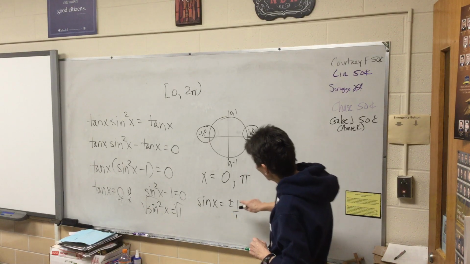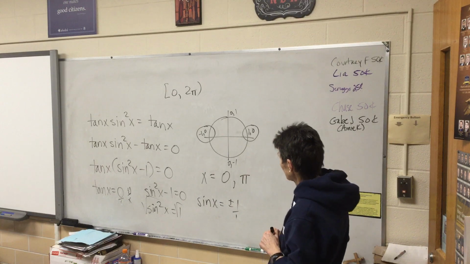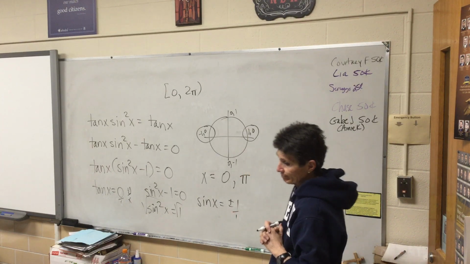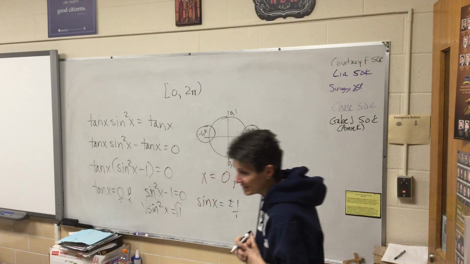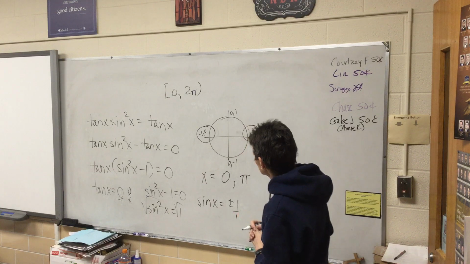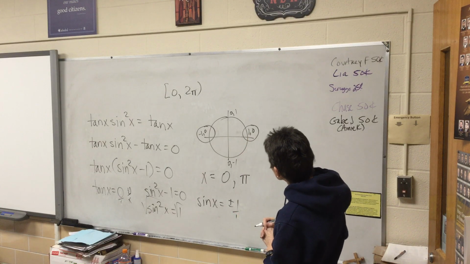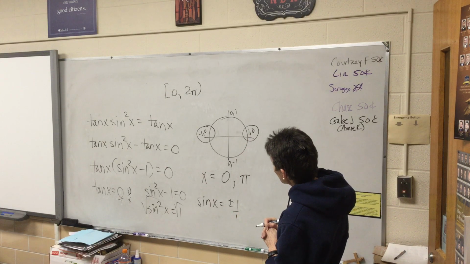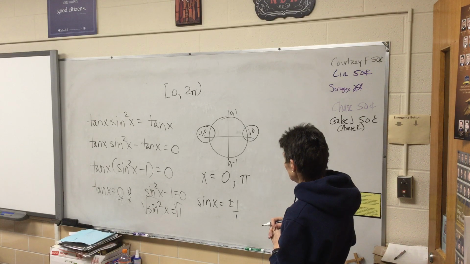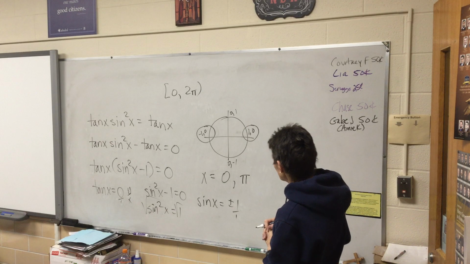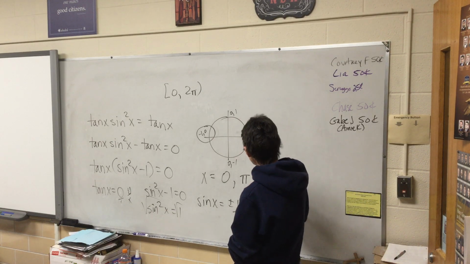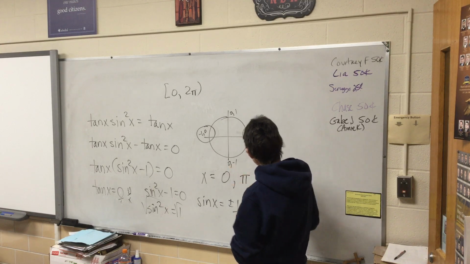Where is y 1 or negative 1? That's basically what this is saying. Where is sine positive 1 or negative 1? Where does that happen? 1.5 pi and 3 2 pi. Yep, so pi over 2, 1/2 pi, or 3 pi over 2.